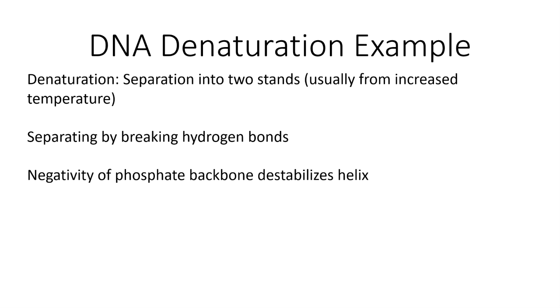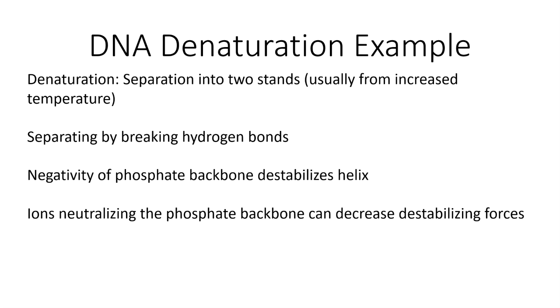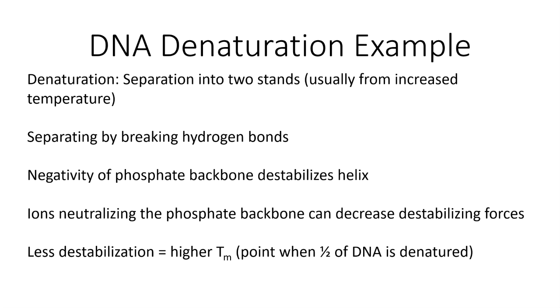One way to stabilize DNA would be to put it in a high-concentration salt solution, such as saline sodium citrate buffer. The salt ions would neutralize the phosphate backbone, decreasing the destabilizing forces. With the DNA more stable, the T sub m, or the point when half of the DNA is denatured, would be increased.